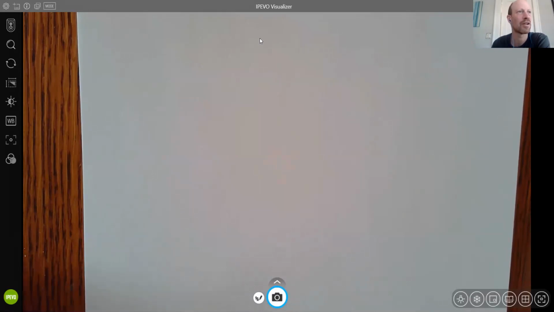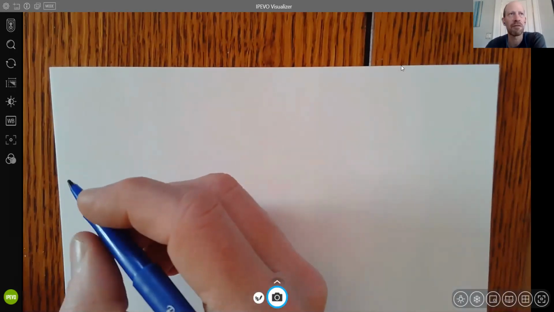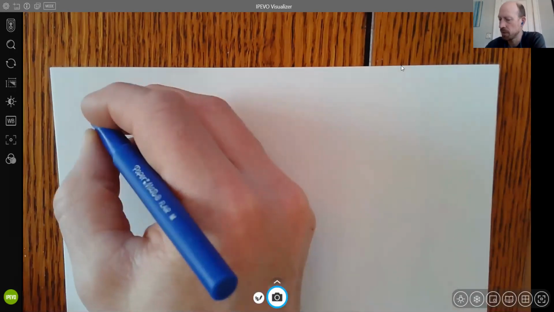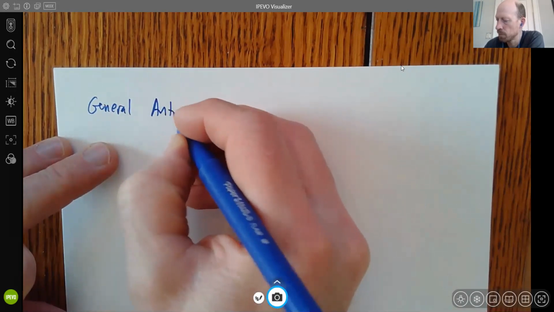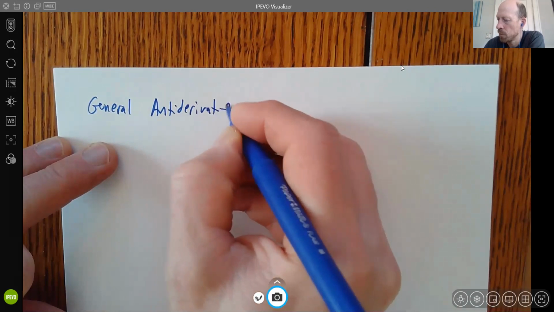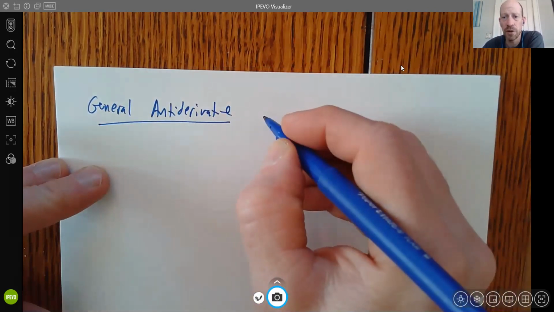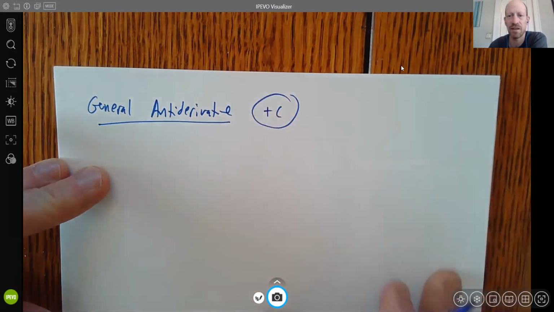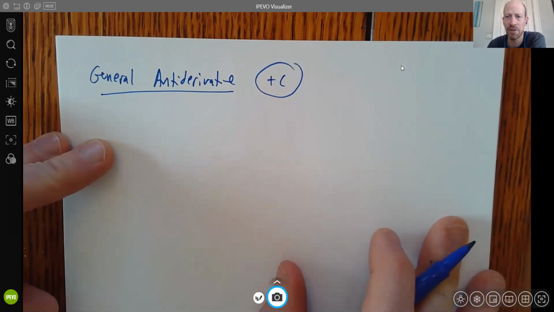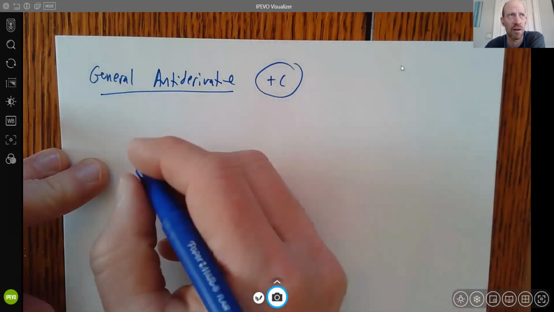So number 8 and number 11, let's look at that. Yeah, they're related questions. They're both questions about finding the most general antiderivative. And really, when you're thinking about the general antiderivative, remember that means the plus c, right? You don't know exactly what the antiderivative is, so you need to have a plus c there.